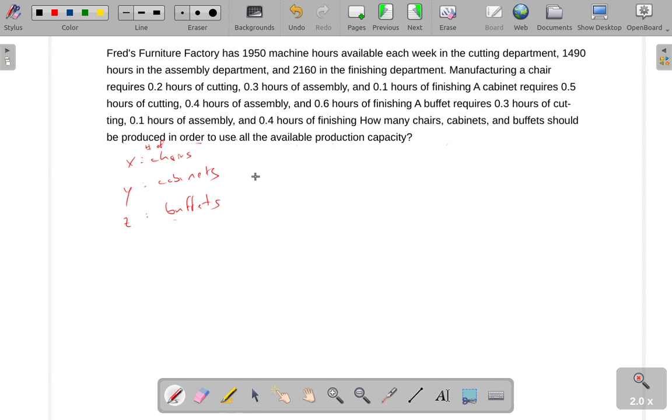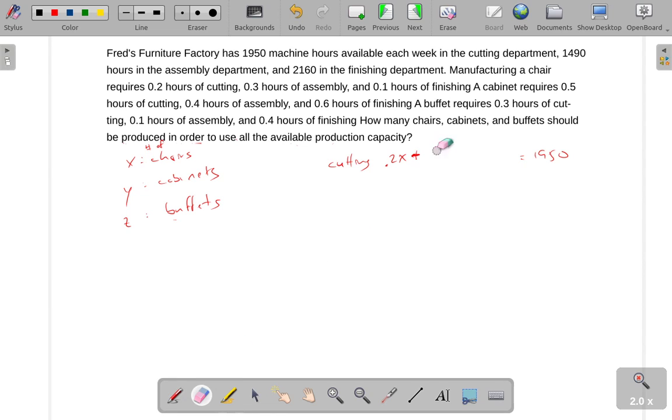So there are going to be three equations since there are three unknowns here. First, the time in the cutting department. We know the total time needs to be 1,950 hours. And I'm going to look through and say, okay, each chair takes 0.2 hours of time in the cutting department. So the total time spent on chairs is going to be 0.2 times X.